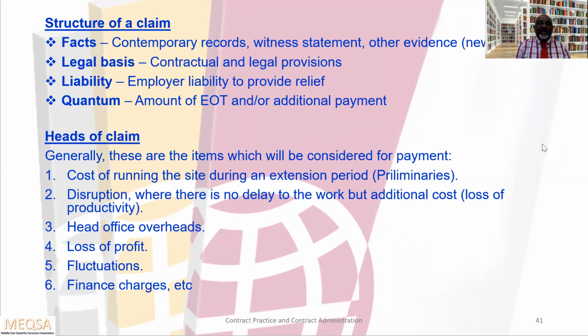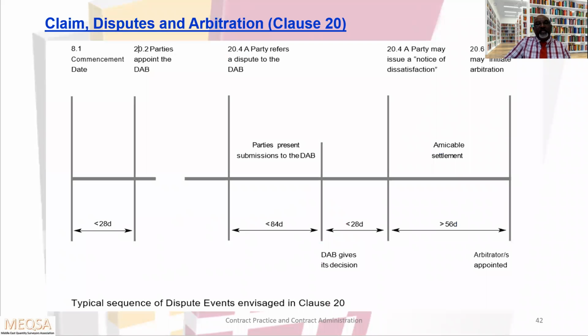This is very complicated one. Fluctuations, finance charges. These are the heads of claims. You should know.